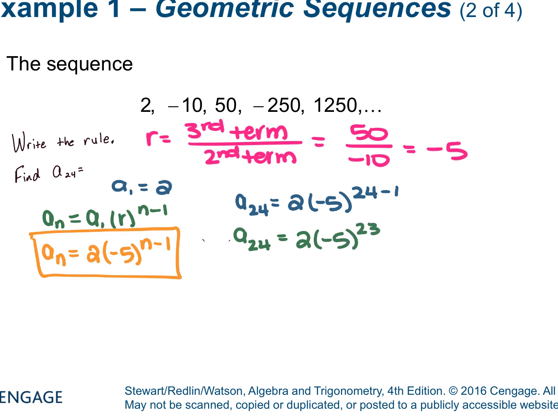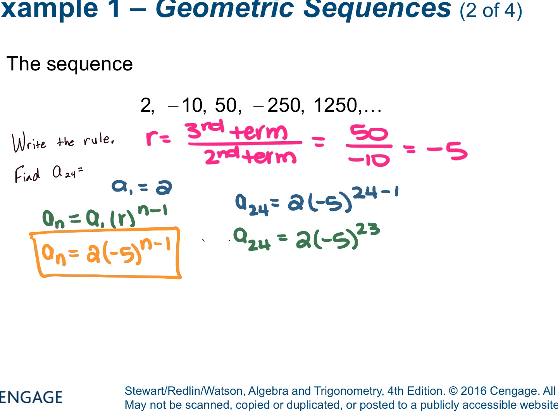Now, if you use your calculator for this and you do the negative 5 to the power of 23, you're going to get a number that is negative 1.1920929 times 10 to the 16th power.